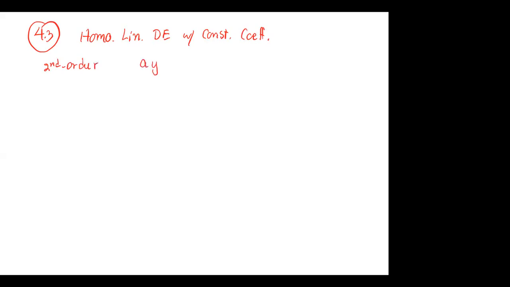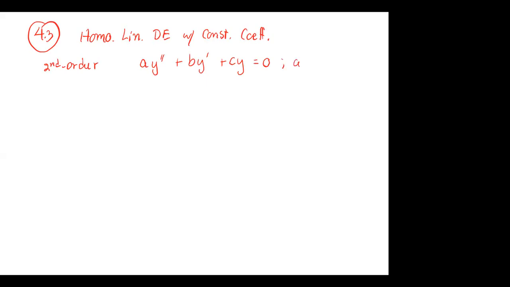This is 4.3. We look at the homogeneous linear differential equations with constant coefficients. So for the second order, it will be in the form of a times y double prime plus b times y prime plus c times y equals 0. Remember, homogeneous, so the right hand side is 0. Okay, so we're going to find the solution for this particular case.